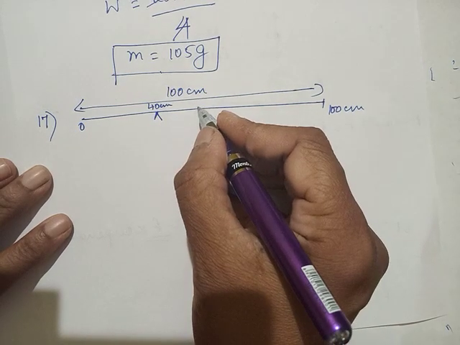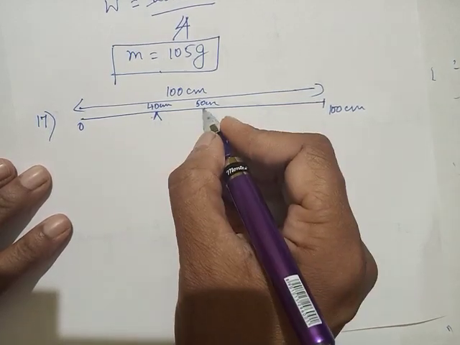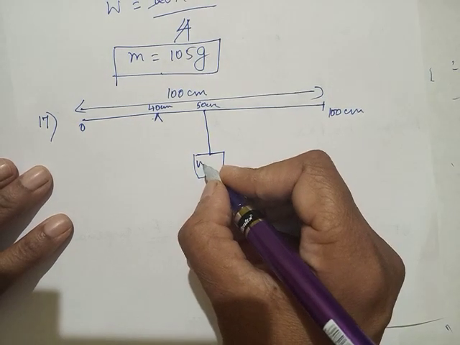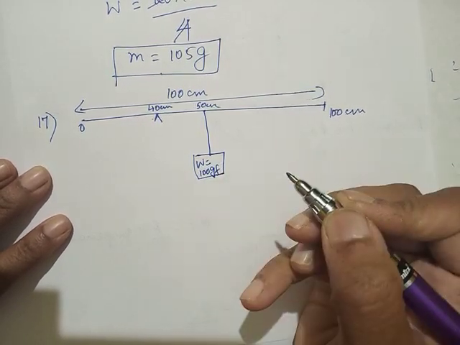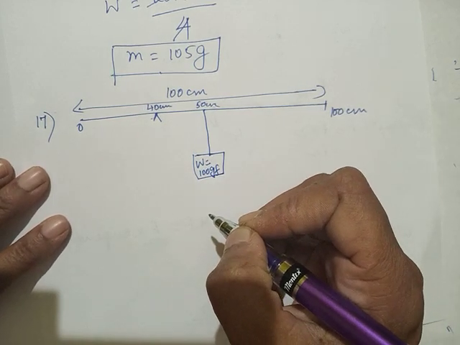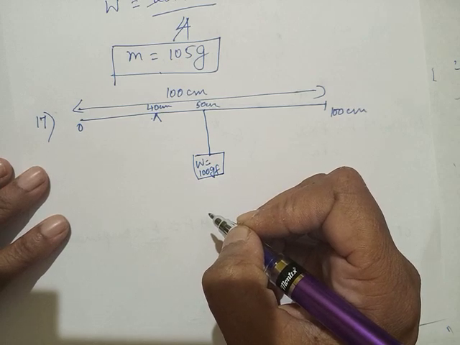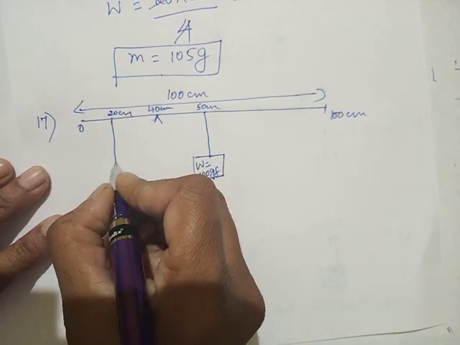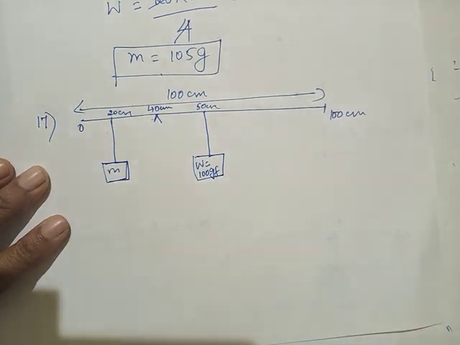Its mass is 100 grams. So where will that be acting? From 50 centimeter, because it is pivoted at some other point, weight will be acting from the center. So we can write W is equal to 100 gram force. Mass is given as 100 grams, so you can take W is equal to 100 gram force. By suspending an unknown mass M at the mark 20 centimeter. So from 20 centimeter, they are suspending an unknown mass M.